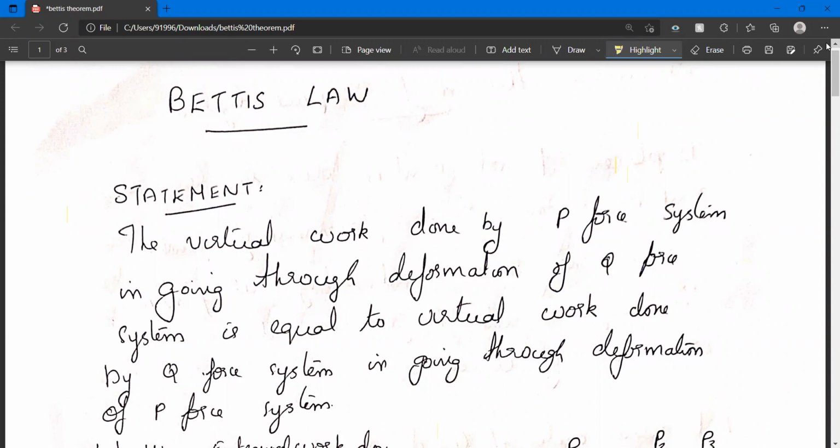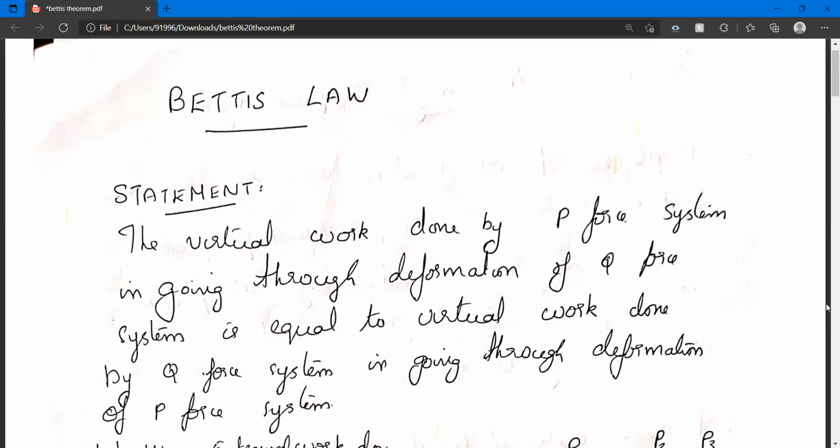The virtual work done by P system in going through deformation of Q system is equal to virtual work done by Q system in going through deformation of P system. Let us read it once again. The virtual work, okay, you know what is meant by virtual work. Virtual work is load into the deformation, load into actual work into the imaginary displacement or imaginary load into actual displacement. That is virtual work.